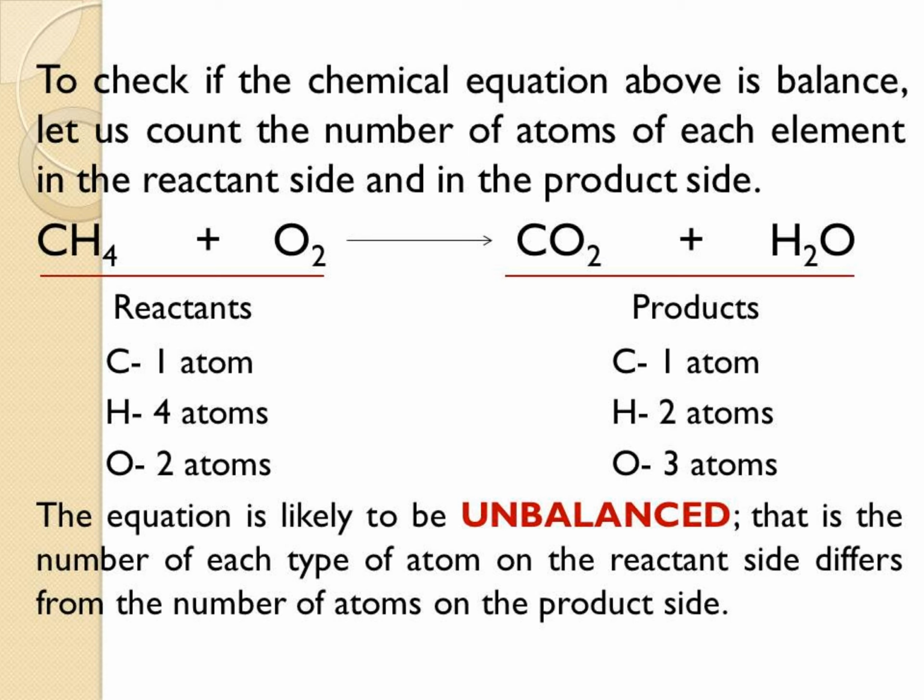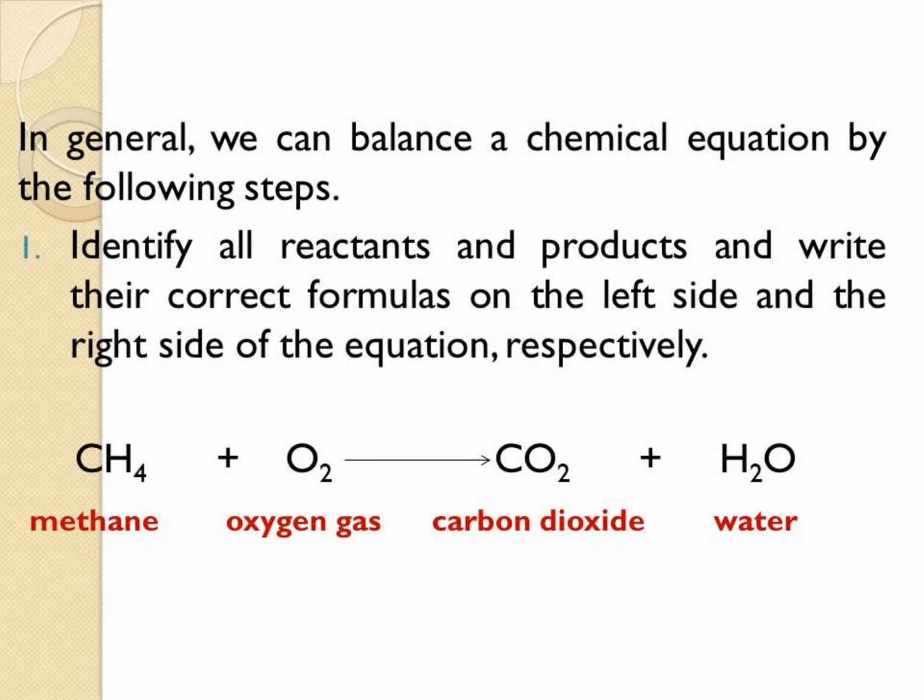The equation is unbalanced. That is, the number of each type of atom on the reactant side differs from the number of atoms on the product side. You can see that the number of individual atoms of the elements on the reactant side and on the product side are not the same. So they are unbalanced. In general, we can balance a chemical equation by the following steps.